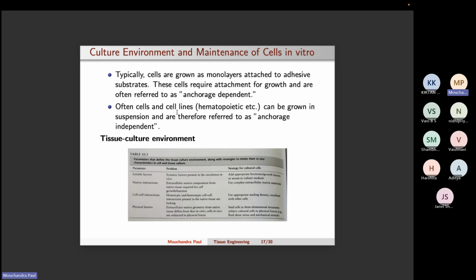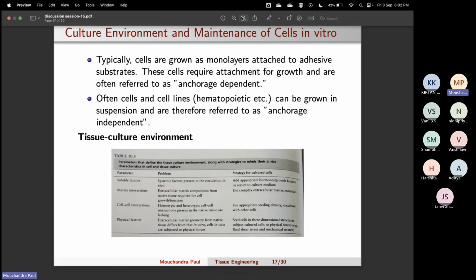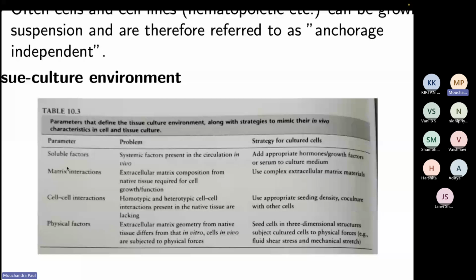Now for culturing either of these types of cells, you need to consider these parameters: soluble factors, ECM interactions, cell-cell interaction, and physical factors. These four factors we have already seen, right? How they are responsible for coordinating cellular fate processes. Similarly, since we are working with cells and we want all cellular fate processes to happen, like cell division, apoptosis, differentiation, but in vitro, you need to consider all these four parameters. I will now explain how they are maintained in vitro.